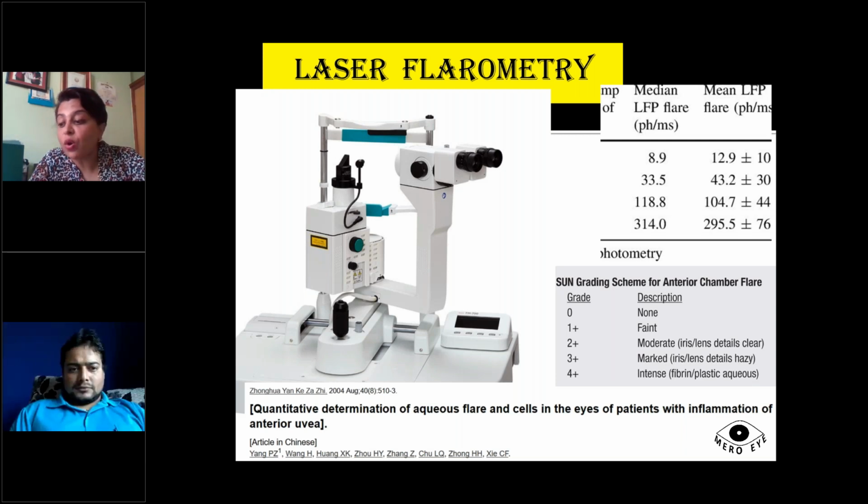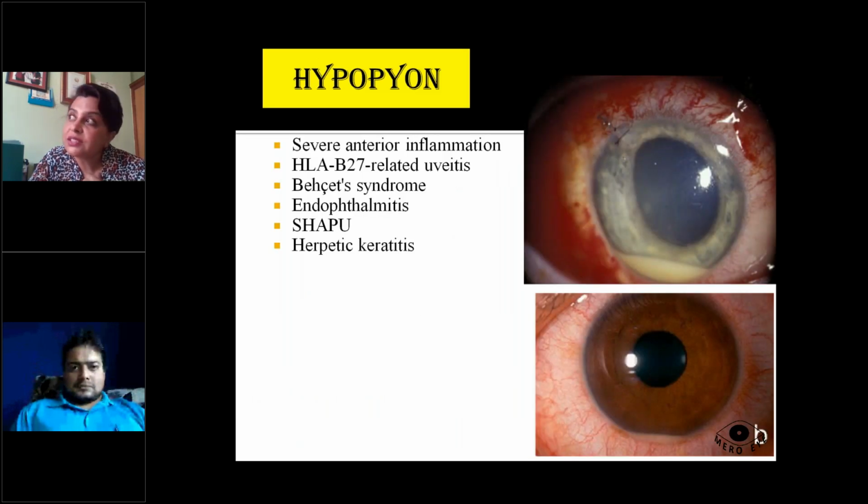The flares are the earlier sign of a reactivation. That's why the quantification of flare will definitely help us to reach a step closer to knowing whether it's an active case or a regressing, treatment-successful case. The cells may be so dense that they may collect at the bottom, forming hypopyon.